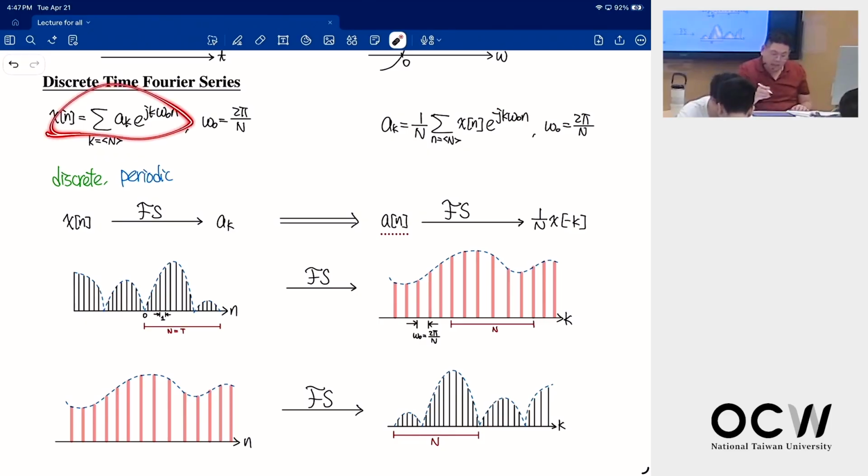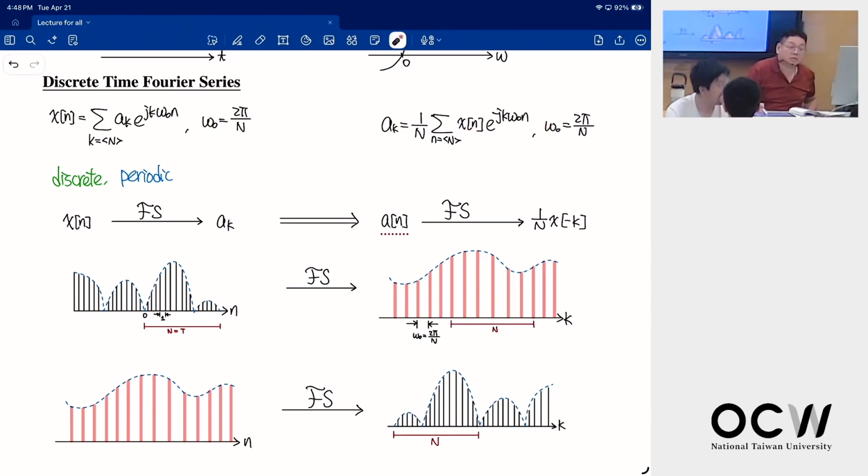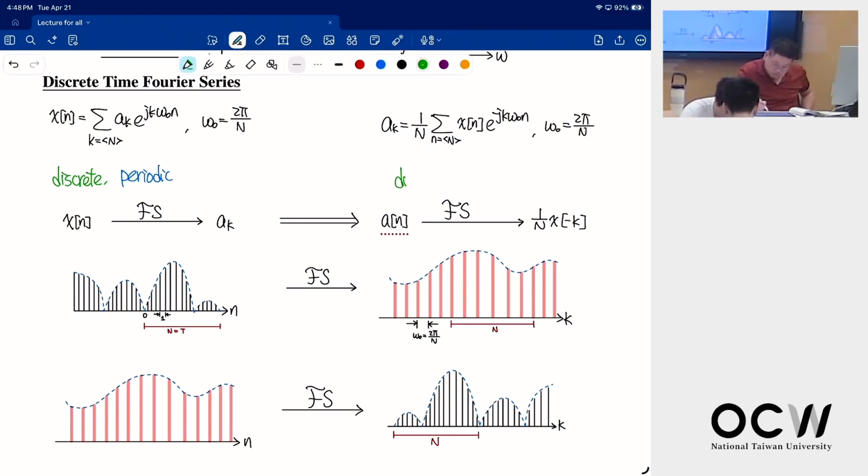This you can also still think about the coefficients. This is a linear combination of your bases. Then how do you get the coefficient? Your signal times the inner product of your bases. And here, is this discrete or continuous? It is periodic or aperiodic? Periodic. Okay, so this is also discrete and periodic.